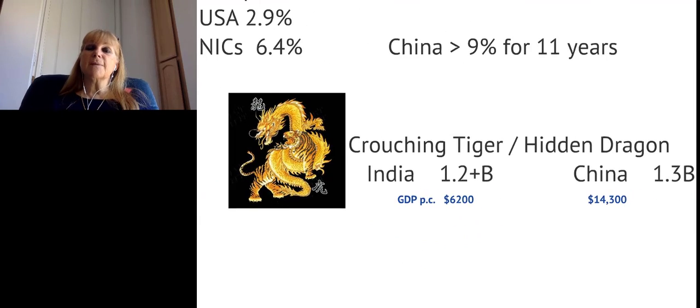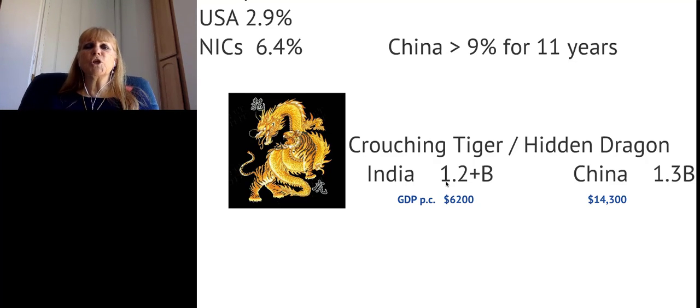We also sometimes zero in and talk specifically about the crouching tiger and the hidden dragon. India, which has more than 1.2 billion people and growing. And that, by the way, is kind of scary because geographically, India is 1/5 the size of China, and China's crowded. GDP per capita in India is growing, but it's not as good as it is in China.